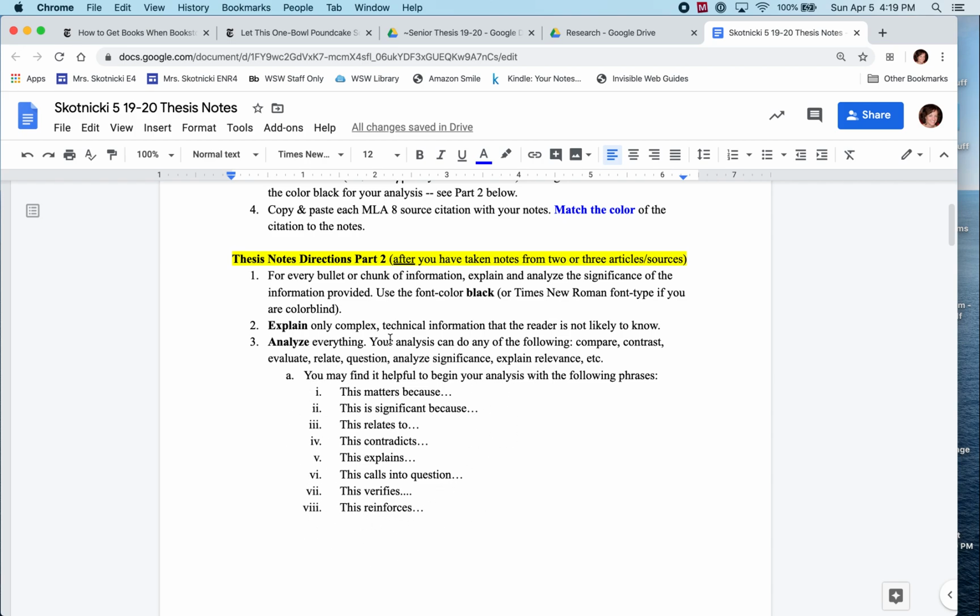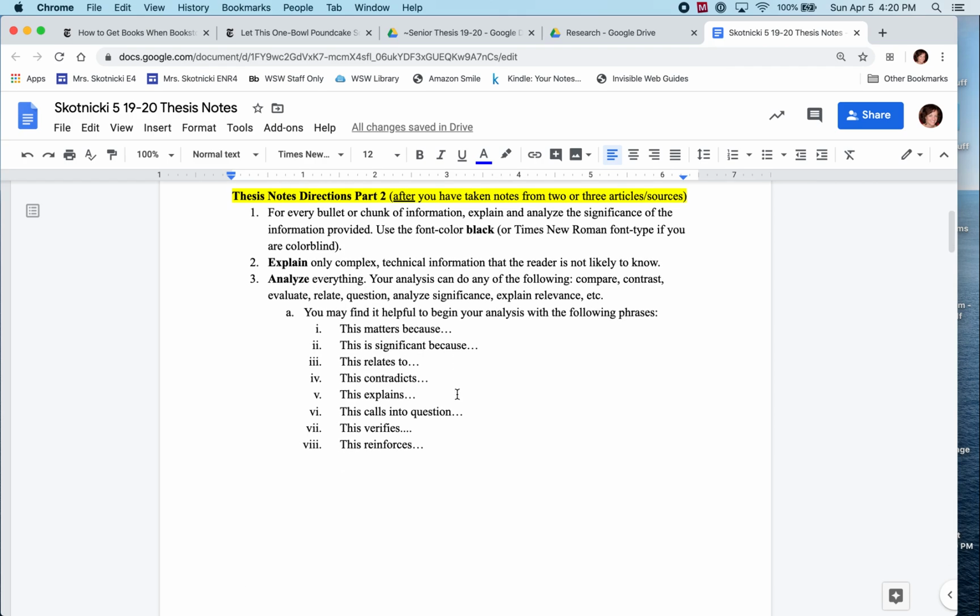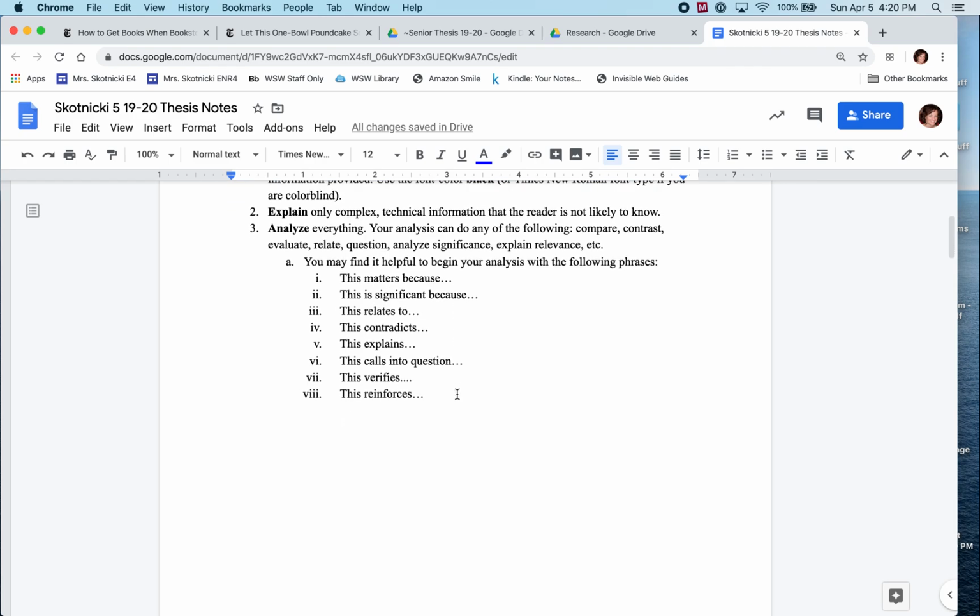I've gotten to a point where I have them in the back of my head all the time because I've been doing research and writing for many years now. But if you're not quite sure how to begin an analytical statement, then by all means begin the statement with "this matters because" or "this is significant because." You can always take those signal words out. Usually the sentence makes perfect sense even without them, but they're a good reminder for your brain. So I'm going to scroll down my notes now and show you what that looks like.